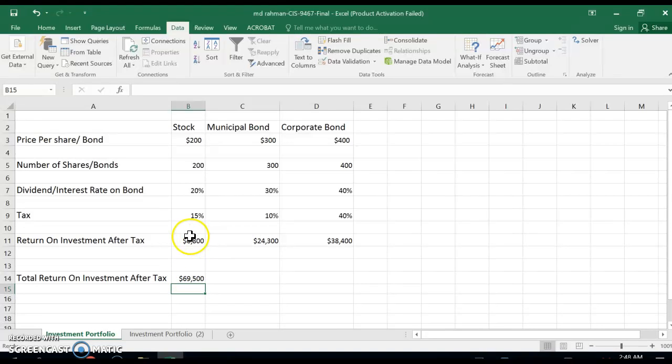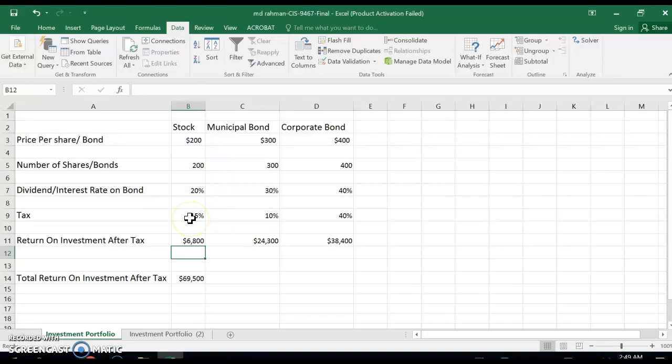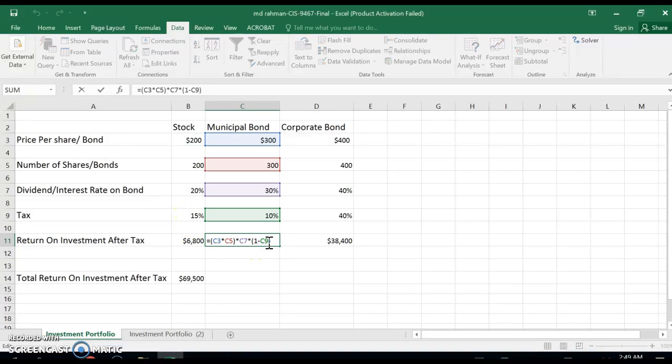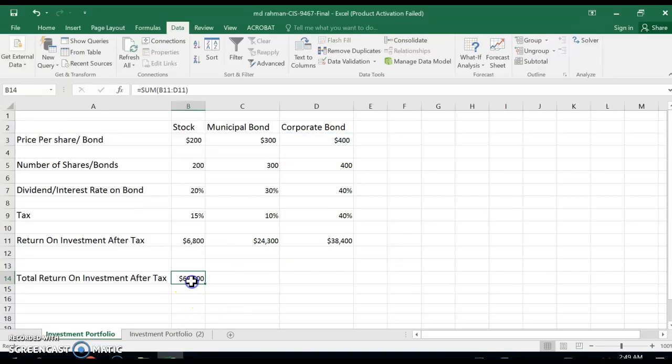The way I calculated it, I have price, number of shares, dividend rate, and tax rate. I simply multiplied the price per share or bond by the number of shares or bonds, then used a 20% dividend, and then applied the 15% tax rate, which is simply 1 minus 0.15. I used the same way of calculating for the others, and here is the total return on investment after tax.